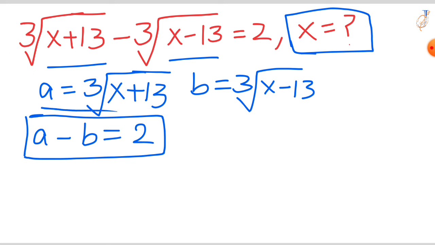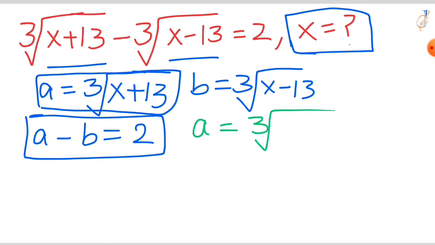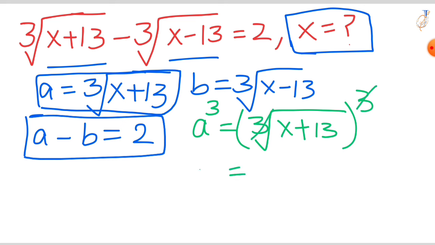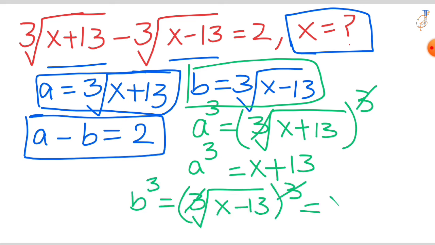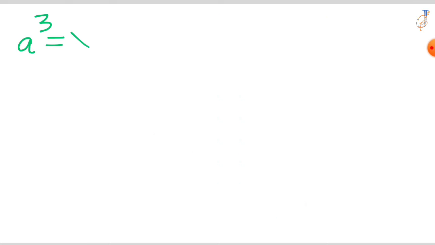Let's take our assumption a equals cube root of x plus 13. Raise both sides of this equation to the third power. Then the cube and cube root get cancelled, and you will get a cube equal to x plus 13. Similarly, take b and raise both sides to the third power. Then b cube equals x minus 13. A cube value is x plus 13, and b cube value is x minus 13.